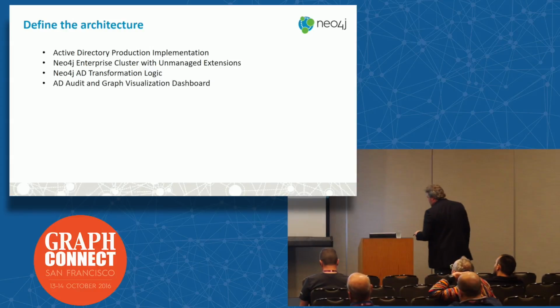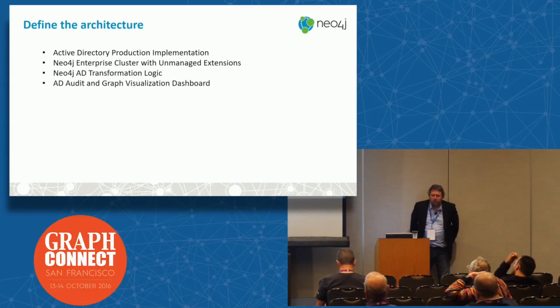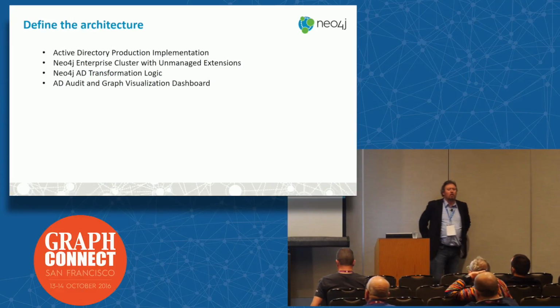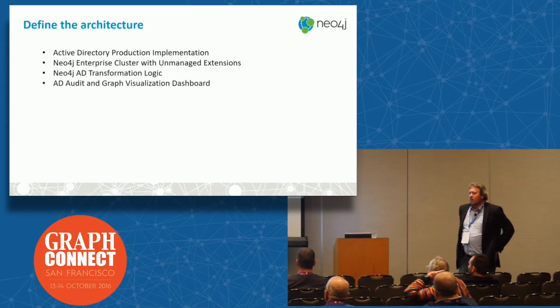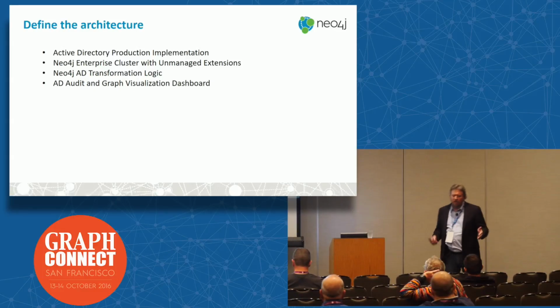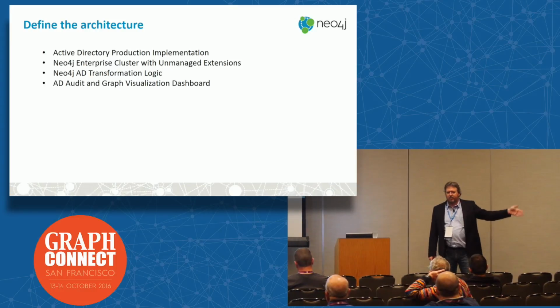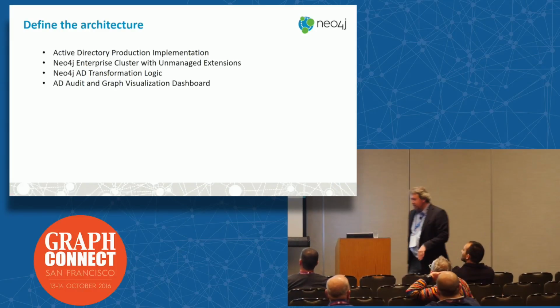So here's the architecture. We have an Active Directory production implementation. There were numerous domains. We tested with a couple, right? Which is interesting because the typical thing is you've got a bunch of domains and their hierarchy defines how unique they are. Each domain completely replicates others. You don't even know what's unique across domains. Right? So then we put in a cluster.